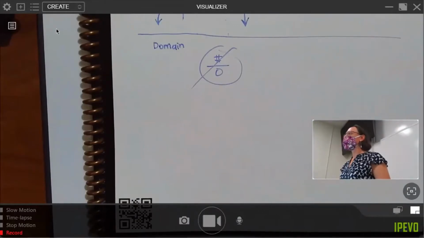What's another thing that can go wrong domain-wise? And I'll give you a hint. The very first thing we graphed.